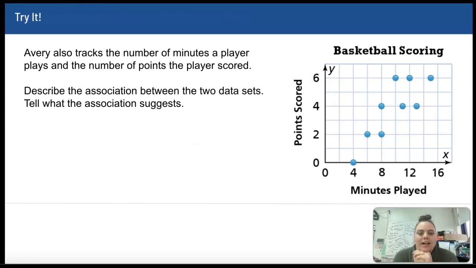Here's your chance to try. Avery also tracks the number of minutes a player plays and the number of points the player scores. Describe the association between the data points. Is it positive, negative, or none? And what does that mean? The more minutes that a player plays, do they score more points, fewer points, or does it not matter?